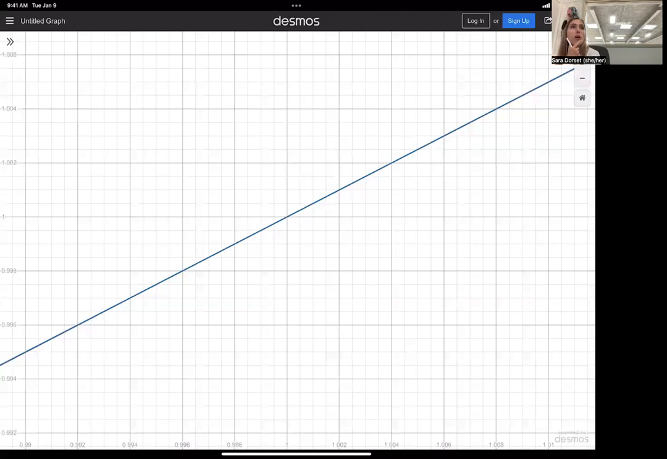Next time, we're going to talk about using our tangent line to make approximations of function values, tangent line approximations.